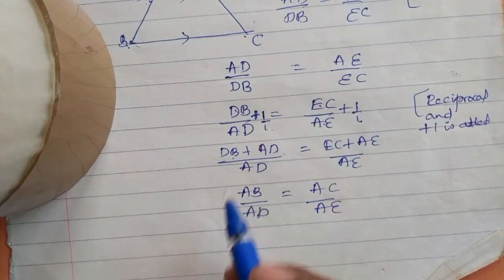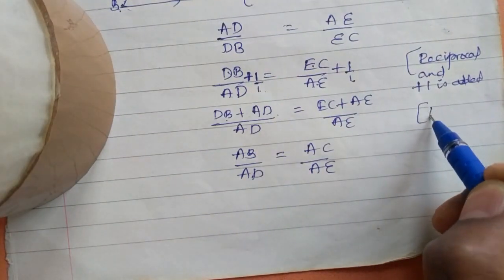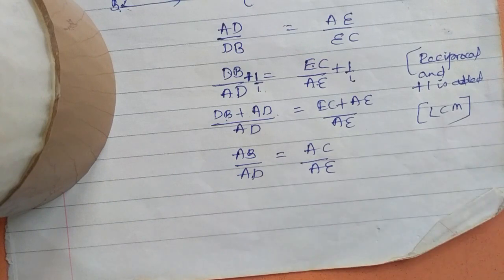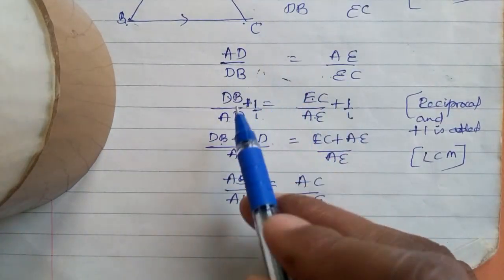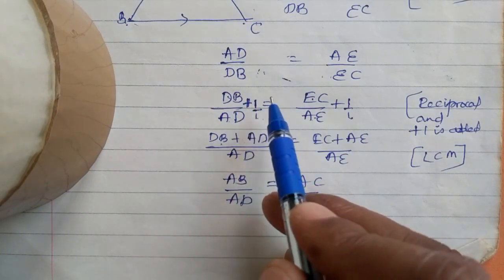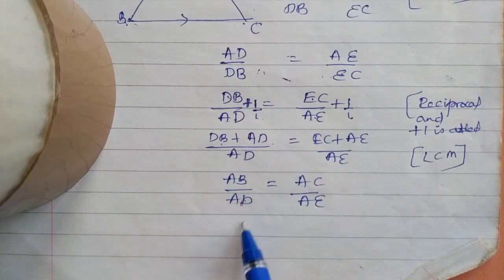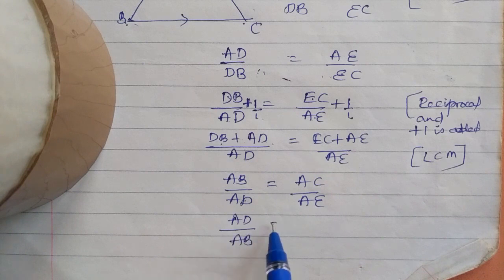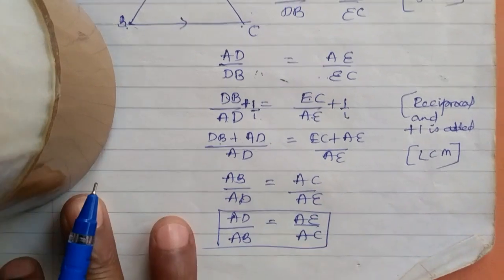So we write this one once again in reciprocal form. LCM is taken here. First, the result of the BPT. This is the result of the BPT. We wrote in reciprocal form. Then plus 1 is added. Then we took LCM. After the LCM, what result we got? That once again we write it in reciprocal form. AD by AB is equal to AE by AC. This is the additional result of the BPT.